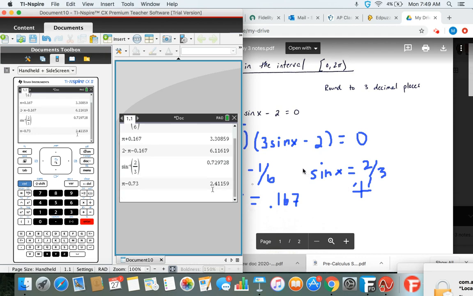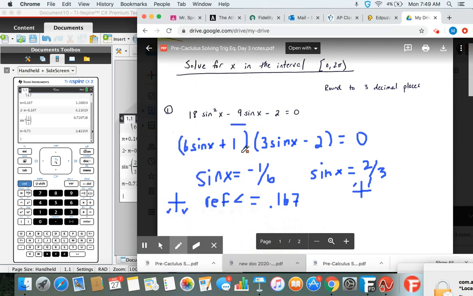So our answer for this problem is going to be the last four numbers here. Okay, all four of those angles would be our answer to number 1.